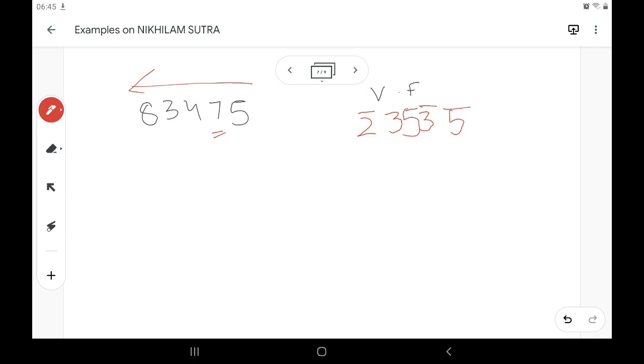And next, you'll be having a 0 in front of 8. So you just increment it by 1 because 0 is to the left of a digit that's greater than 5 and 0 is less than 5. So you'll get 1. So 1, 2 bar, 3, 5, 3 bar, 5 is our Nikhilam form of 83475.